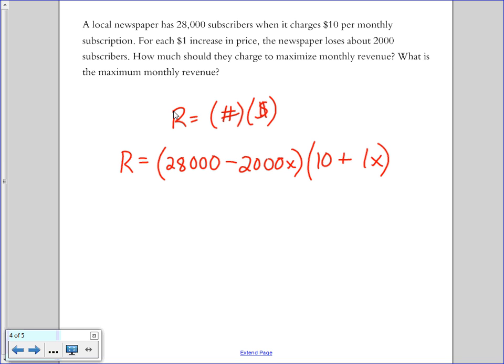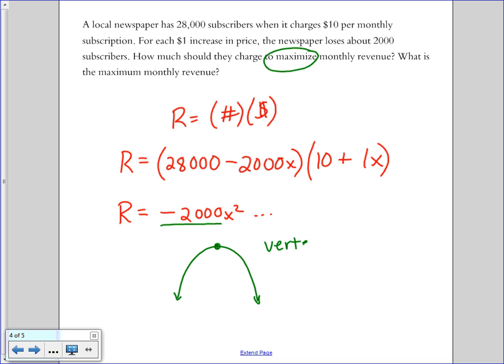So when you FOIL this out, you're getting a quadratic equation, or a quadratic expression, that has a negative 2,000x squared. And I'm going to save time and not FOIL out the rest of it. But what I want to illustrate is that when it's a negative, you know that that means it would be a parabola that looks like this. And so if it's asking you for a maximum in any quadratic word problem, you're looking for the vertex.